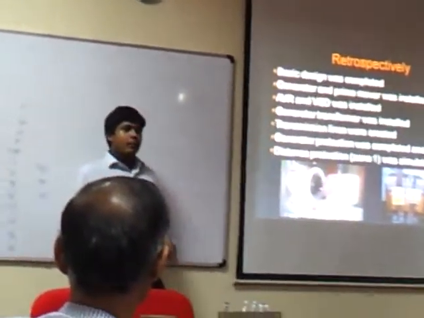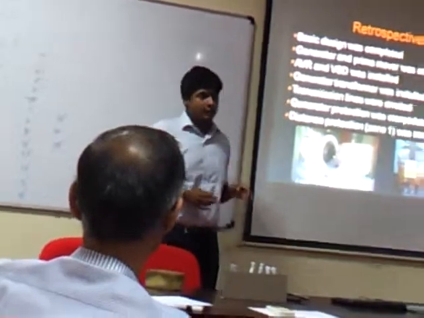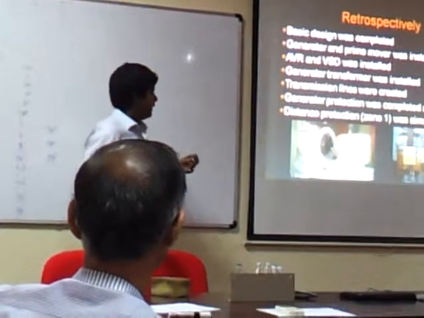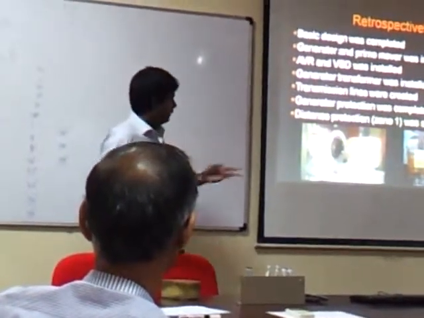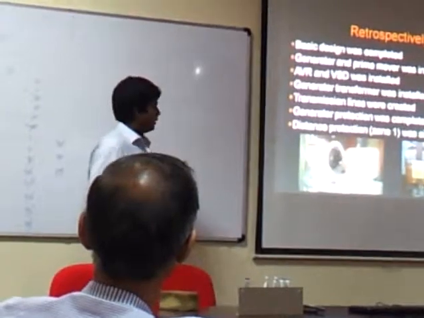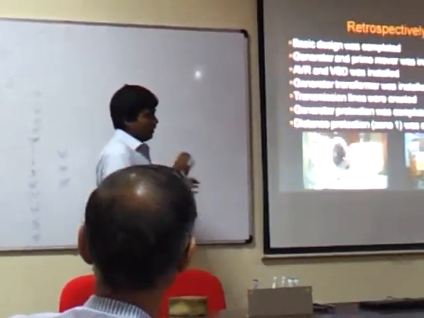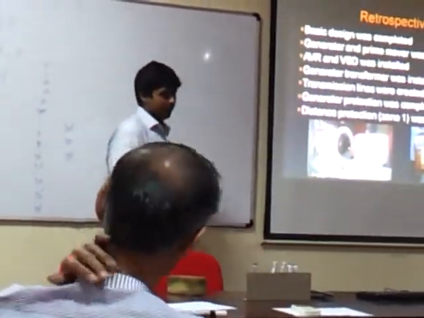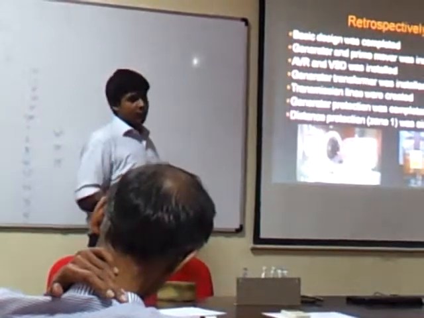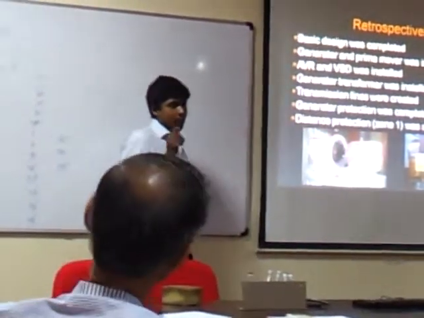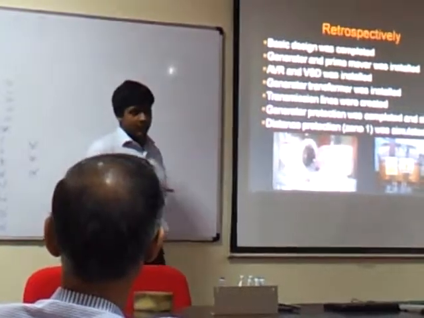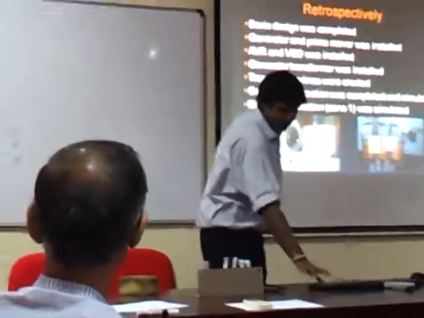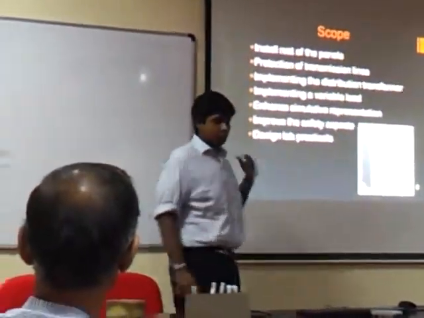If we look back at the project, since it has been running for a number of years, the main ingredients have now been implemented. The basic design was completed. The generator and prime mover were installed, and AVR and VDST were also installed. The generator transformer was installed. Transmission lines were created. Generator protection was completed, and it was simulated last time. And distance protection zone 1 was simulated last time. It was not implemented, because the relay was taken back, it was known by CB.